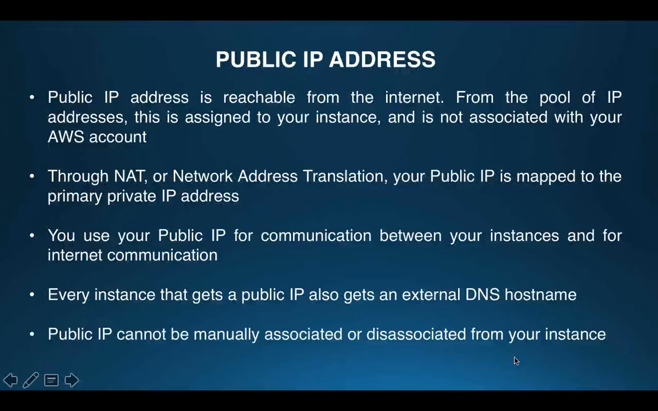Public IP cannot be manually associated or disassociated from your instance because it is not under our control. Public IPs are completely managed by Amazon Web Services. Therefore, we can't perform the failover procedure like we can with elastic IPs. So public IPs cannot be manually associated or disassociated from your instance.